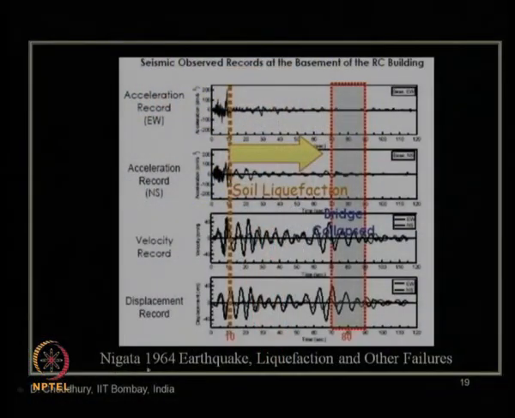Now, let us see the various observations of the Niigata earthquake. These are a few more case studies we can discuss, like the liquefaction and other failures of the 1964 Niigata earthquake. These are seismic records observed at the basement of that reinforced concrete building. You can see the accelerometer recording, the acceleration record in east west.